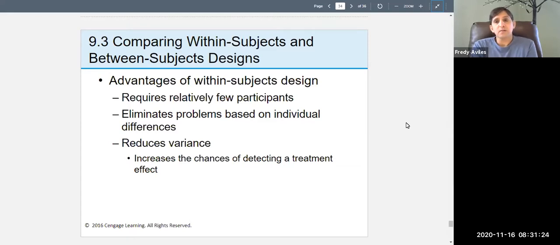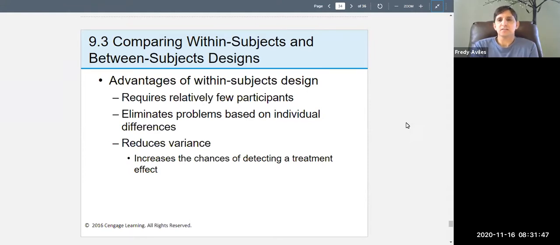It also eliminates problems based on individual differences. Because you have the same participants in each group, there are no individual differences. The groups are always the same as far as the participants. So the participants can't be relatively smarter in one group than another, or older, or anything. They're the same people. And that will also reduce variance.